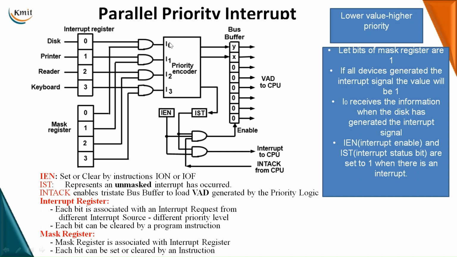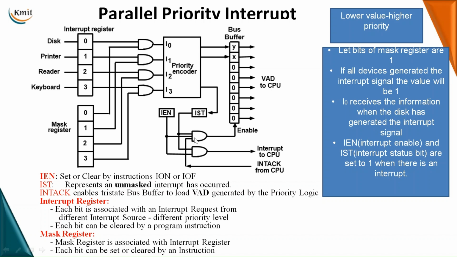Whenever there is an interrupt from any of the devices, this IST will be 1, and when these two are given as an input to this particular AND gate, 1 and 1 becomes a 1, which means there is an interrupt to the CPU. So the CPU will receive an interrupt. When the CPU receives an interrupt, it will send an acknowledgement. From the CPU, an acknowledgement will be enabled.